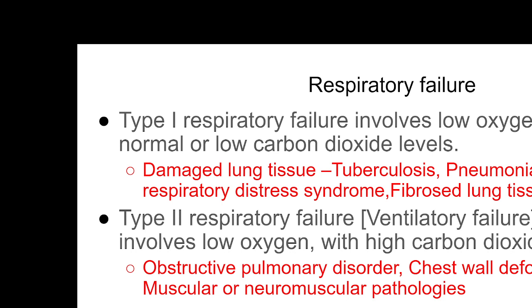The mechanical effort of taking the air in is not possible, and hence there will be low oxygen as well as more carbon dioxide content. Whereas in type 1 respiratory failure, the oxygen level will be lower, and the carbon dioxide level would be almost in the same category, it may not be raised. Type 2 usually occurs due to obstructive pulmonary disorders or chest wall deformities, muscular or neuromuscular pathologies.